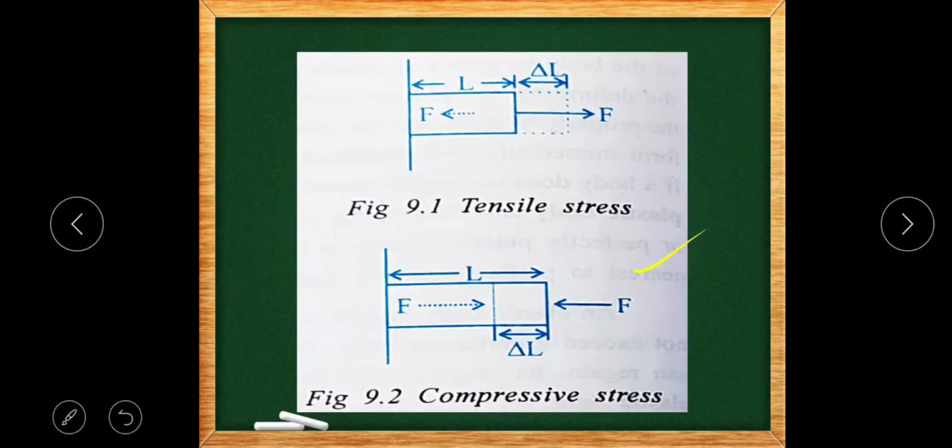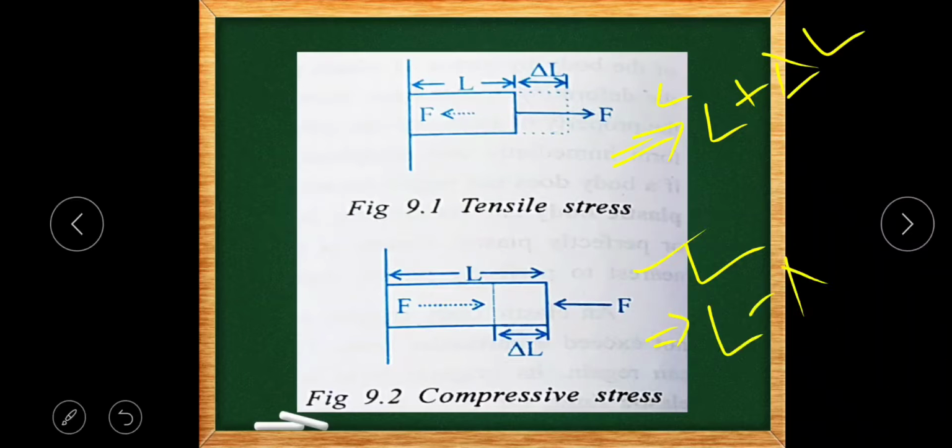In tensile stress the length increases to L plus delta L, and in compressive stress L decreases to L minus delta L, where delta L is a small change in length. Here the positive sign indicates length increases and the negative sign indicates length decreases.